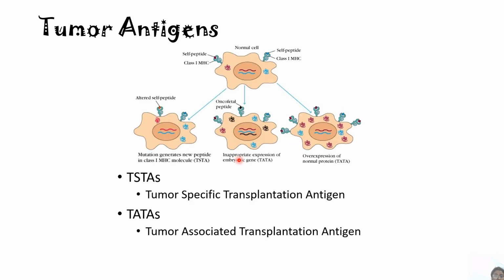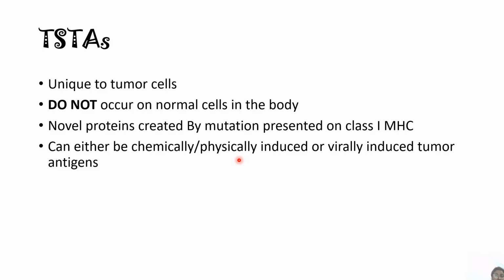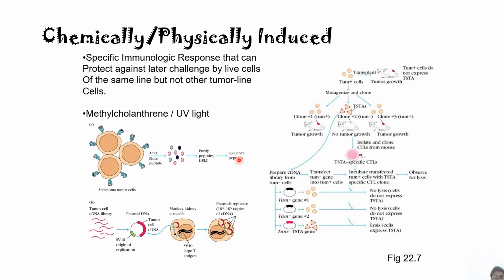TSTs are tumor-specific transplantation antigens. They are uniquely found on tumor cells and do not occur in normal cells in the body. They are novel proteins created by mutation and presented in a class 1 major histocompatibility complex. They can be chemically, physically, or virally induced tumor antigens.